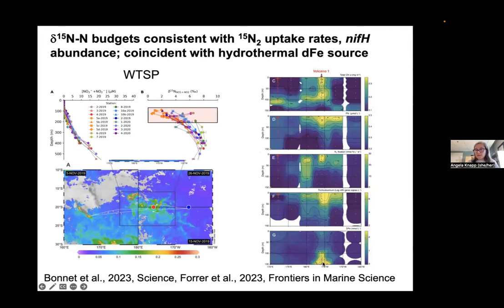And then this is dissolved iron concentrations. And these contours correspond to more than 2 nanomolar, which is really high for these kind of waters. And this is at a depth of 150 meters. And so it seems that the iron from the shallow hydrothermal vents is reaching the euphotic zone and supporting really high abundances of Trichodesmium that are contributing to these really high rates of nitrogen fixation and export production.